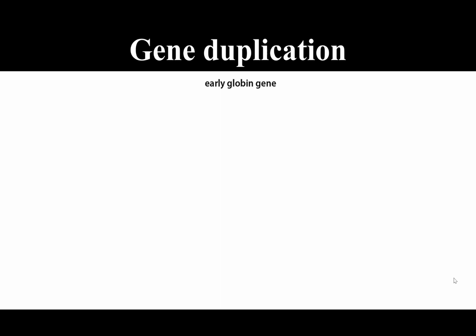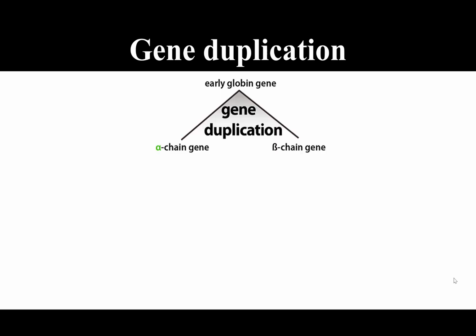It has taken place in several genes, for example globin genes. So let's imagine this globin gene which has undergone gene duplication. After the duplication event, the globin gene now has two kinds of copies. One codes for the alpha chain, so that's called the alpha chain gene, and the other codes for the beta chain, so that's called the beta chain gene.